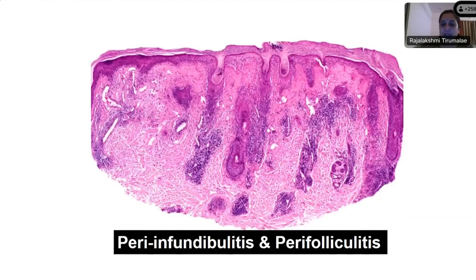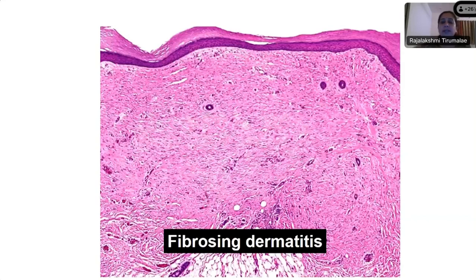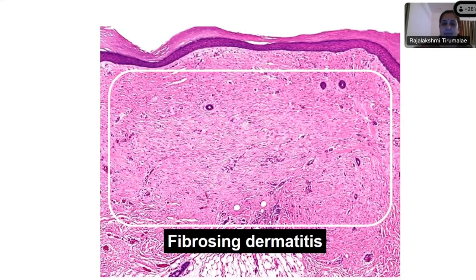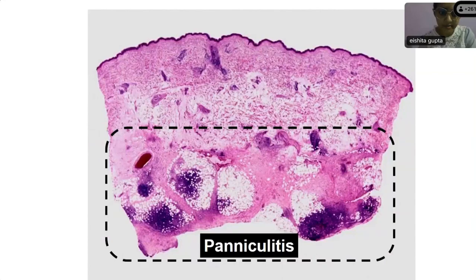Peri-infundibulitis and folliculitis is the next pattern. If you look at this slide, you can see that the infiltrate is centered on the follicles at varying depths. And most of the alopecias come in this category. This is followed by the fibrosing dermatitis, which is characterized by extensive fibrosis or sclerosis of the dermis. The last pattern is that of the panniculus, that is panniculitis.